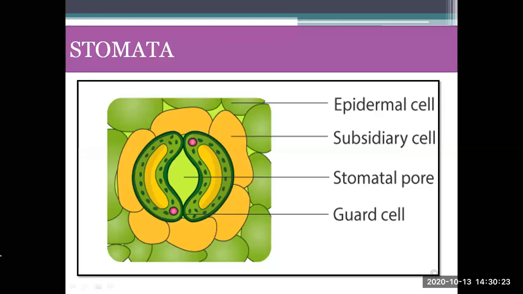And the definition of stomata: they are structures made up of two kidney-shaped guard cells surrounded by subsidiary cells, having a pore or opening in the center, which is called the stoma.